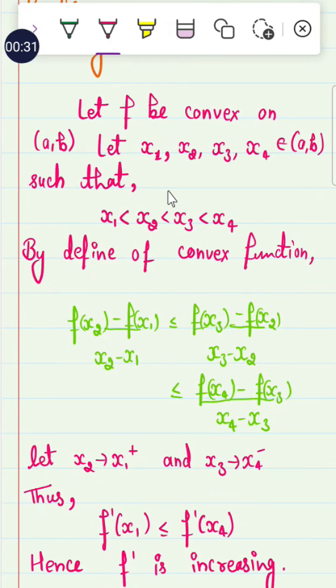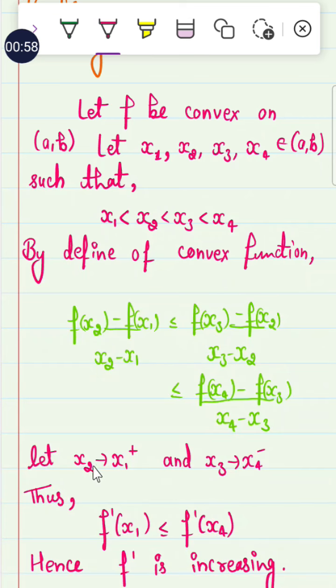Let x1 < x2, x2 < x3, x3 < x4. Then by the convex function theorem, (f(x2) − f(x1))/(x2 − x1) ≤ (f(x3) − f(x2))/(x3 − x2), and this term is ≤ (f(x4) − f(x3))/(x4 − x3).